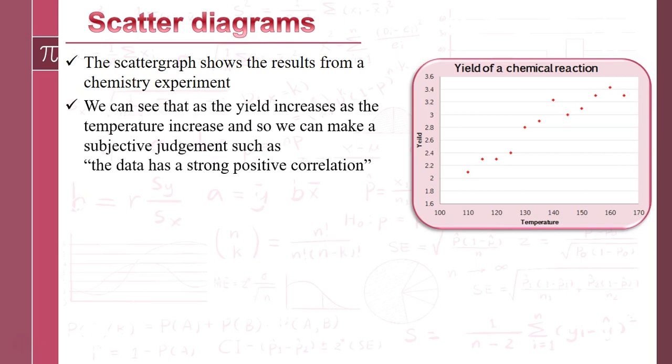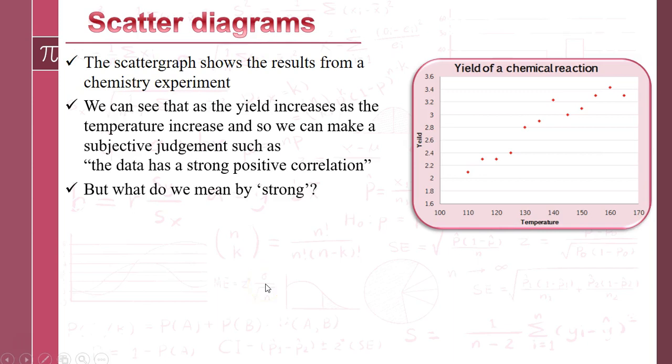So initially, from looking at that, that's essentially a subjective judgment. We can say that it looks like it's got a strong positive correlation, because you could draw a line of best fit through here and most of the points would be quite close to the line. So we might say it would be a strong positive correlation. But the idea of strong is quite subjective.